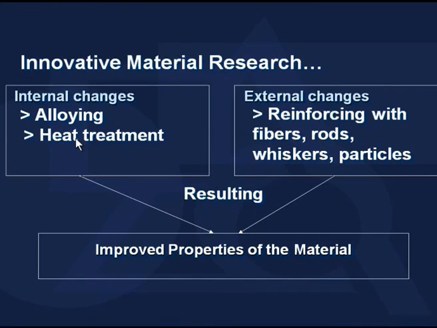But in case of composite materials, our focus is not on alloying or heat treatment. Our focus is on the second type of material development, that is reinforcing with fibers, rods, whiskers and particles. So what has to be reinforced? There is a material A. I have a reinforcement in the form of material B. Now I will combine these two things together, material A and material B, and I will have a third material, that is material C.